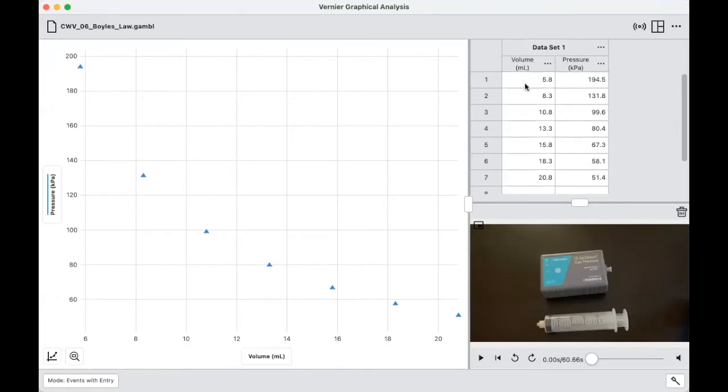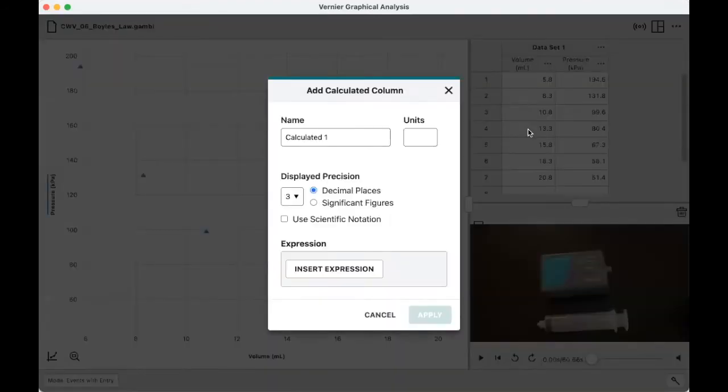What I would like to do is calculate a column that is 1 over the volume. So I'm trying to linearize the data so that I can obtain the gas constant from the slope of the graph. So to do the calculated column, I go here where there are the three dots, and this indicates that there are other options here. And if I click there, one of the options is to add a calculated column.